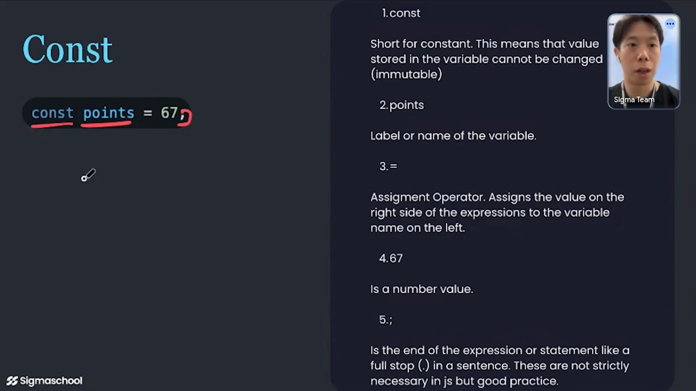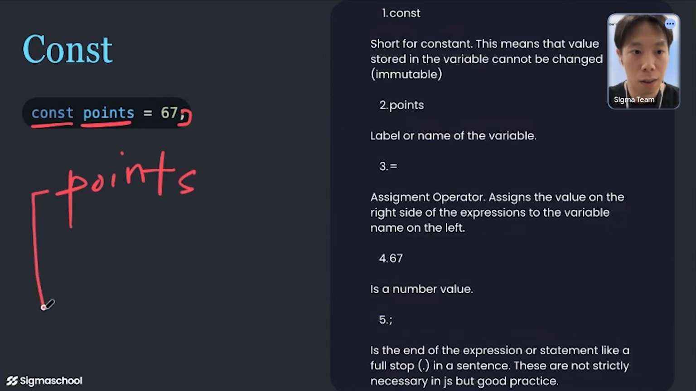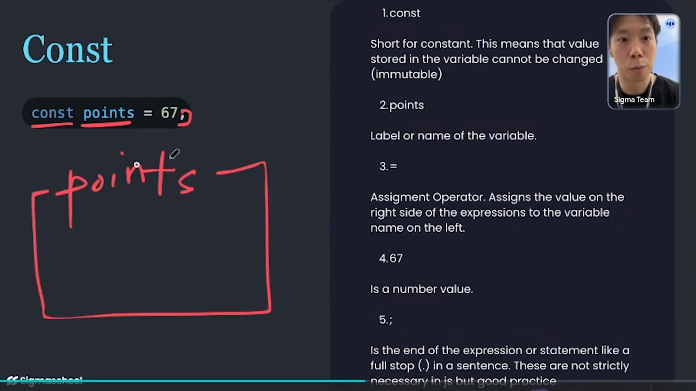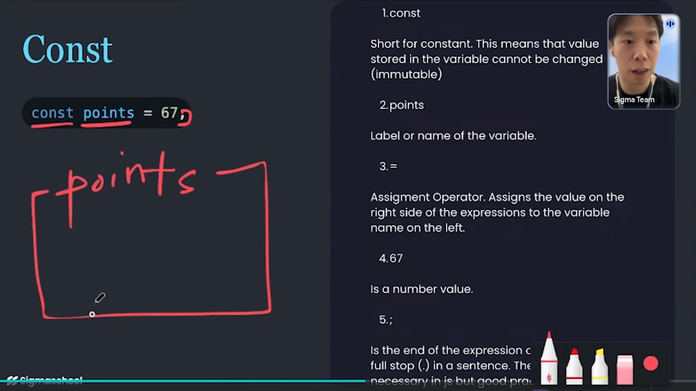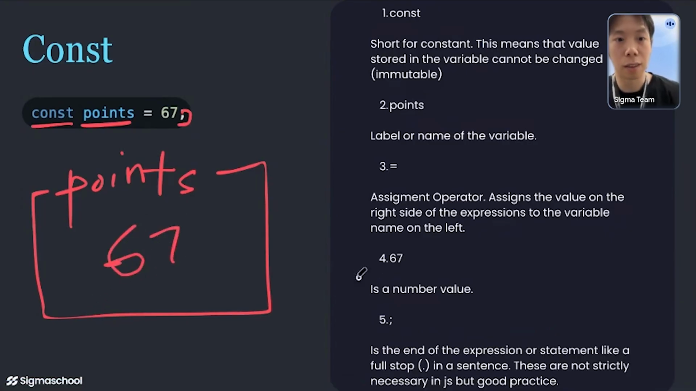So looking at this const points equals 67, how do you actually visualize it? Remember how I walked you through earlier: variables are basically the box, points is the label, and you're putting a value inside that box. So to visualize it, it's basically points, and you draw a box. Okay, so the points variable now has the value 67. This is how you visualize points.